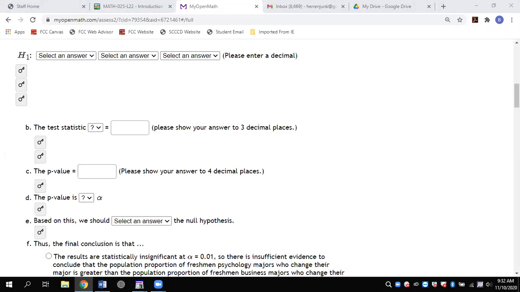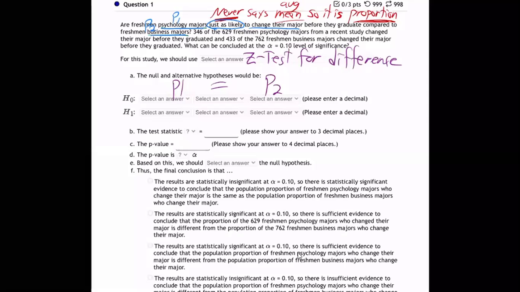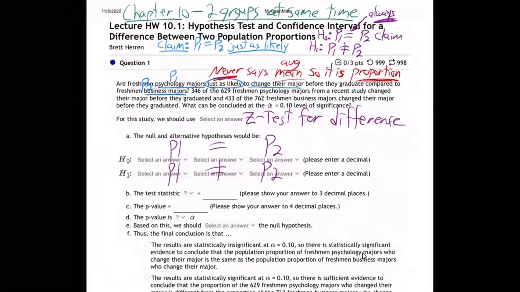Back to the iPad screen again. Okay, yeah, P1 equals P2, and this one is P1 not equal to P2. That's the H1, right? We good there? Everybody make sense of that? And for our own purposes, I'm going to write claim next to H0 because that's the one that matches the claim.